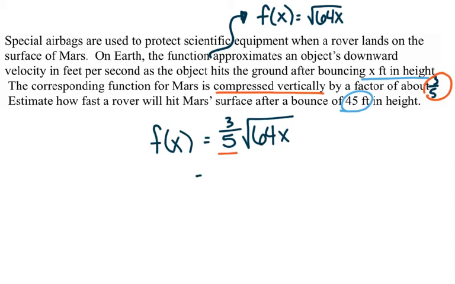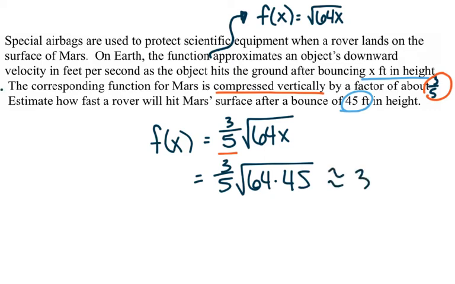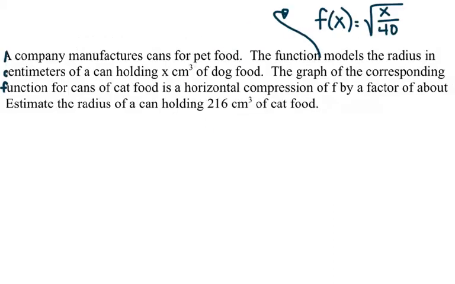And then x is talking about you're bouncing x feet in height, and it's talking about a 45-foot bounce. So I'm going to replace x with 45, and all I have to do is put this in my calculator. So approximately 32.2. Okay, so I think this one is a more difficult question. I don't really like it, just to be honest.